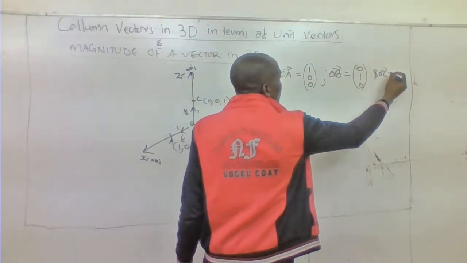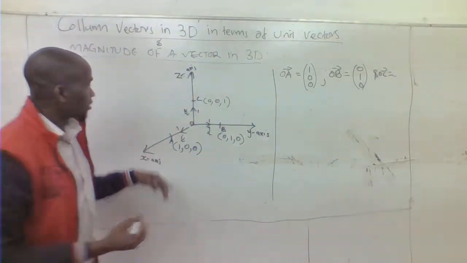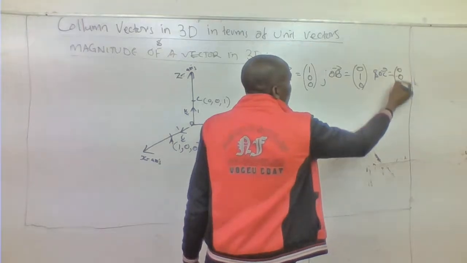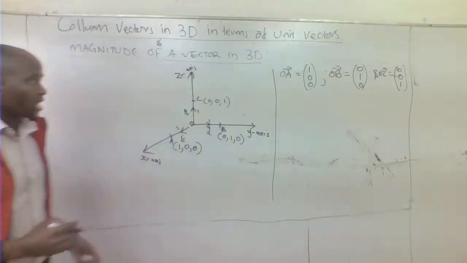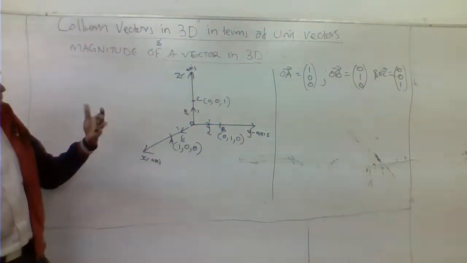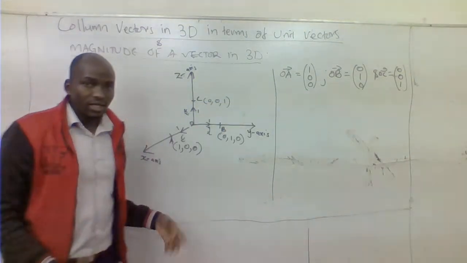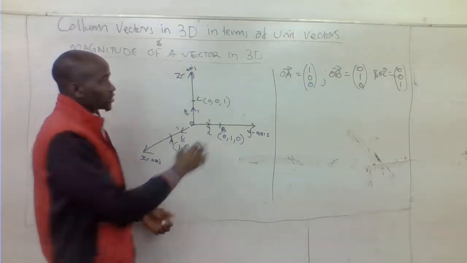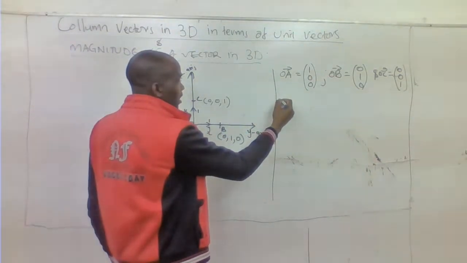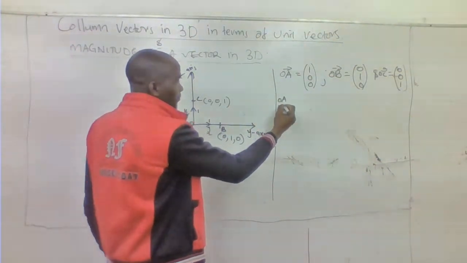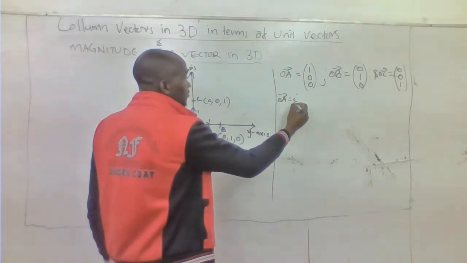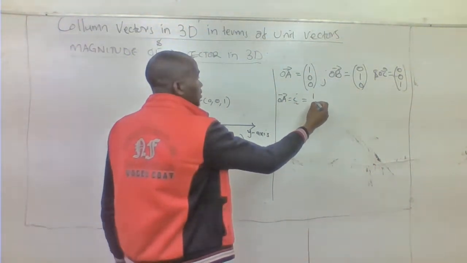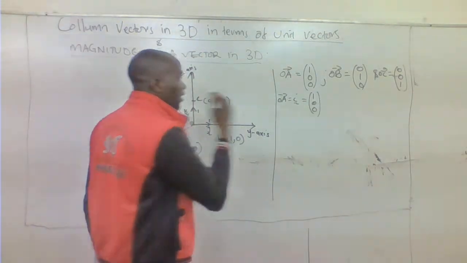Vector OC gives us 0, 0, 1. But remember, vector OA is represented by unit vector i. So this one is the same as saying now that OA equals unit vector i, which will be equal to 1, 0, 0.